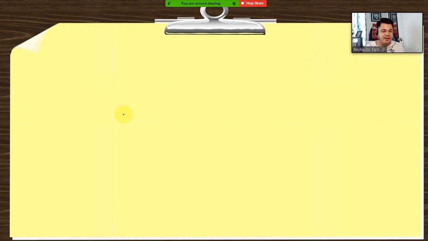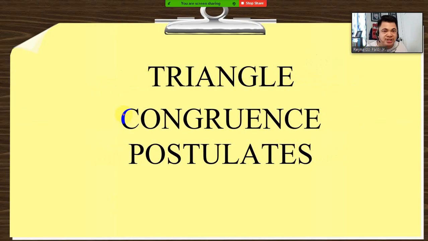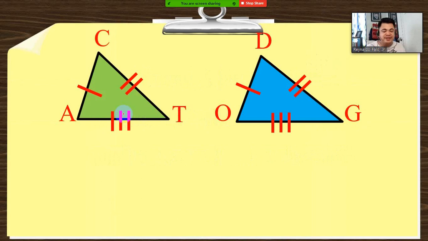Okay, next, let's have the triangle congruence postulates. Let's start with the first one. But before we start, class, let's differentiate again theorems and postulates. Theorems are statements that need to be proven before we accept them as facts or true statements. Unlike theorems, postulates are universally accepted as fact. And we are using postulates as reasons to prove the theorems.